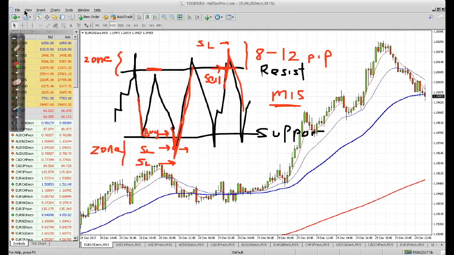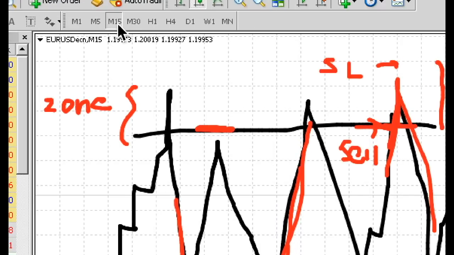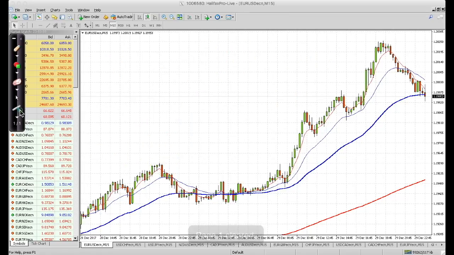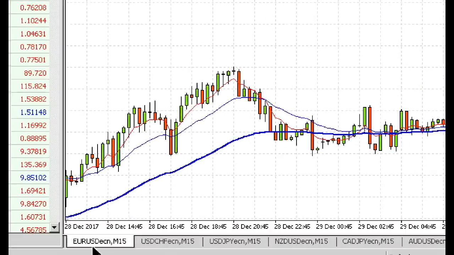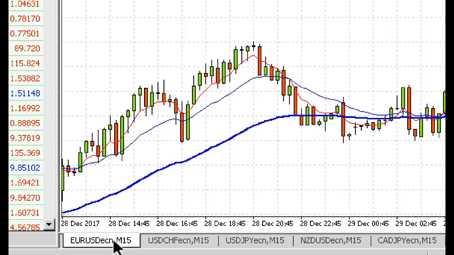Okay, so let's take a look at the charts and see how we identify these support and resistance levels. Again, notice I'm using my MT4 charting software. I'm looking at 15-minute candles. Let me remove these drawings, and let me start by going to the first pair, which is Euro USD.